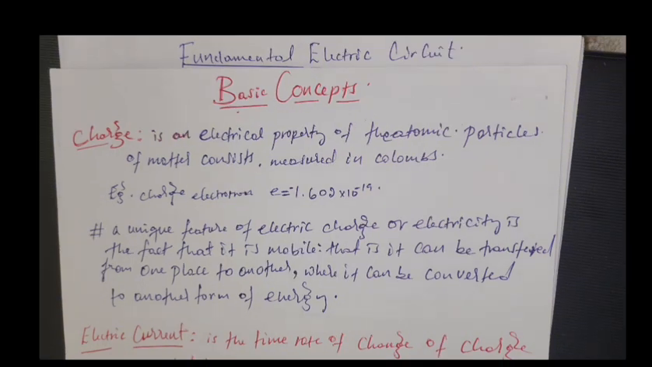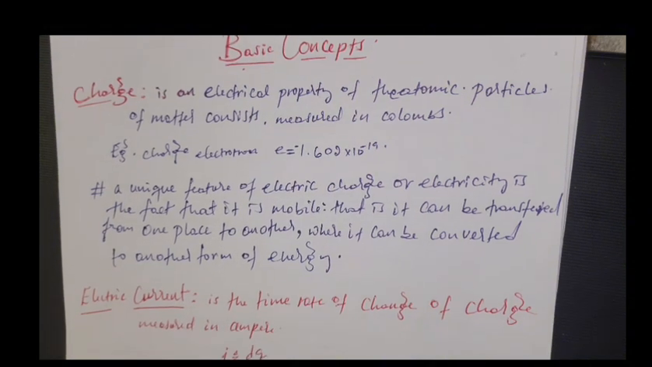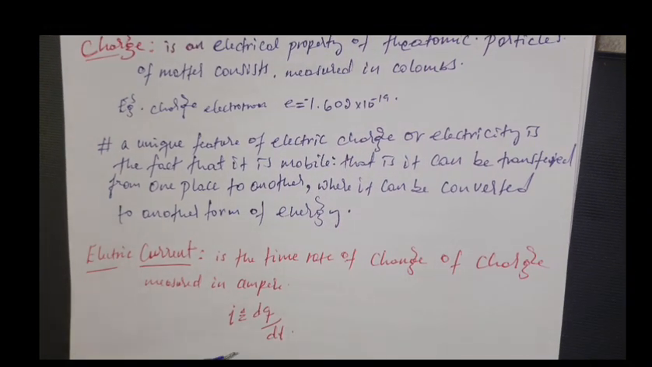This electric current is the time rate of change of charge, which is measured in ampere. It's given by dq over dt, as you see right here. The rate of change is mathematically explained through derivatives.